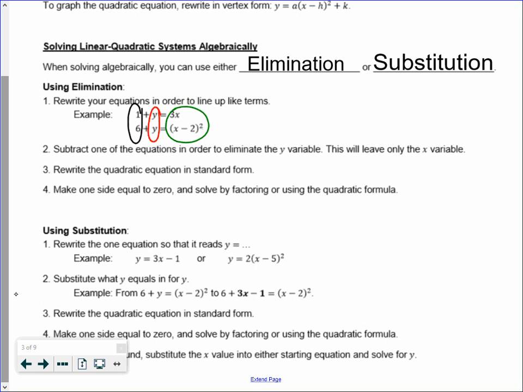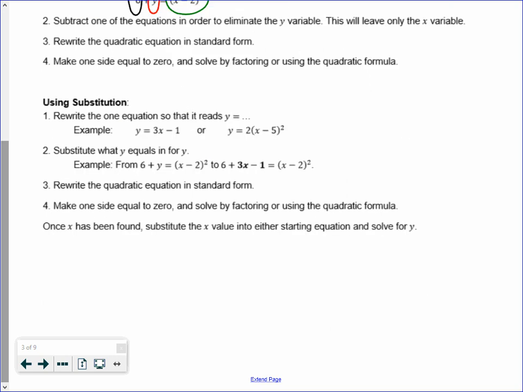You could also do it by substitution. With substitution, we'll just set both equations as y equals. Then you'll plug one equation into the other. Since both y's are equal, you take what one y equals, plug it into the other equation, and then you'll have one equation with only x's. We do the same thing we said before.